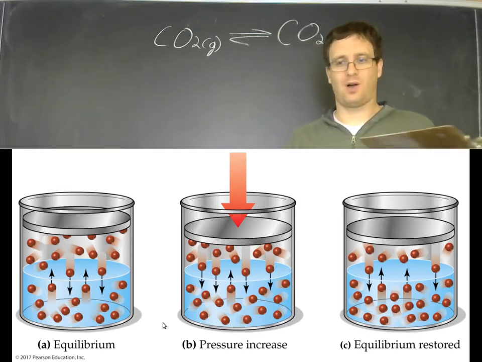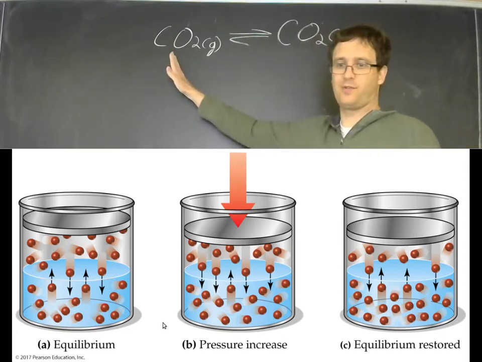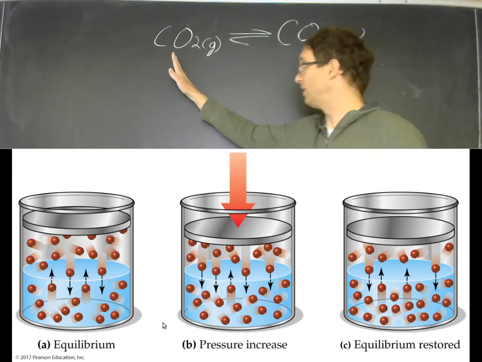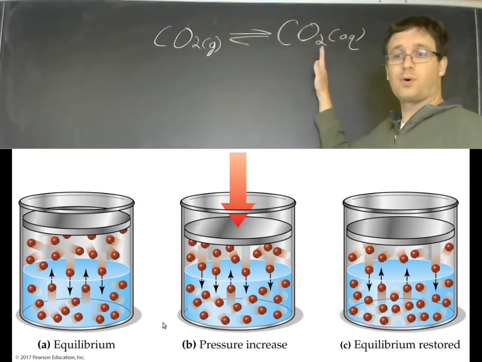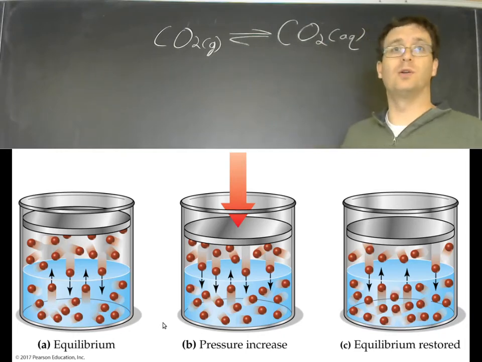This can also pretty easily be explained by Le Chatelier's principle. If I increase the pressure of carbon dioxide gas, then that will shift the reaction toward products. Here in this case, the dissolved carbon dioxide will increase as well.